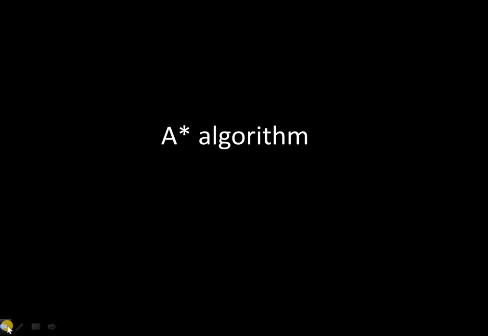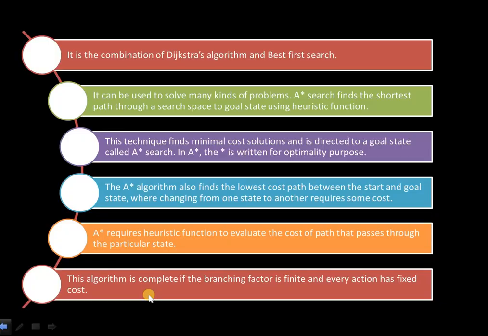Hello my dear students. Today we are going to discuss the A-star algorithm. It's a type of heuristic search algorithm and we can say that it's an advancement of best first search. And here the star means optimality. Okay, so moving on to what the A-star algorithm is.